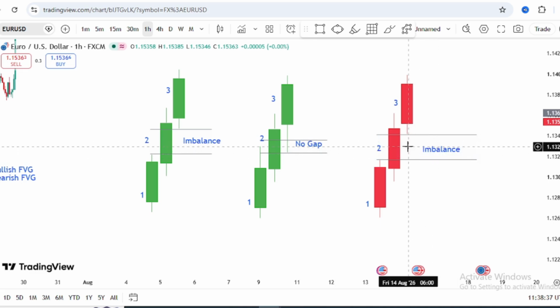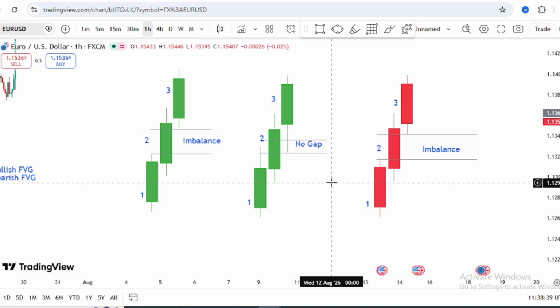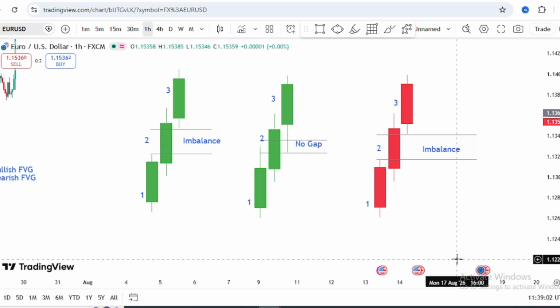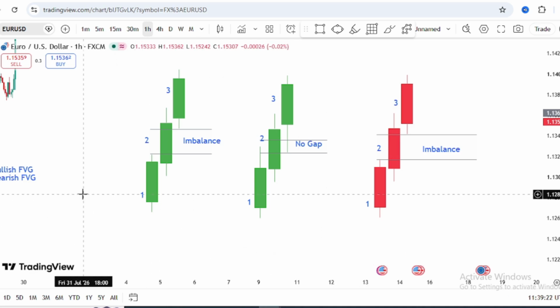So the candle color does not matter. In a bearish or bullish trend, you can see a red candle or green candle in between. What really matters is just the gap created between the three candle sequence. Let's continue. A bullish fair value gap shows buy side imbalance, while a bearish fair value gap shows sell side imbalance. Let's go to the chart and learn how to identify fair value gaps.